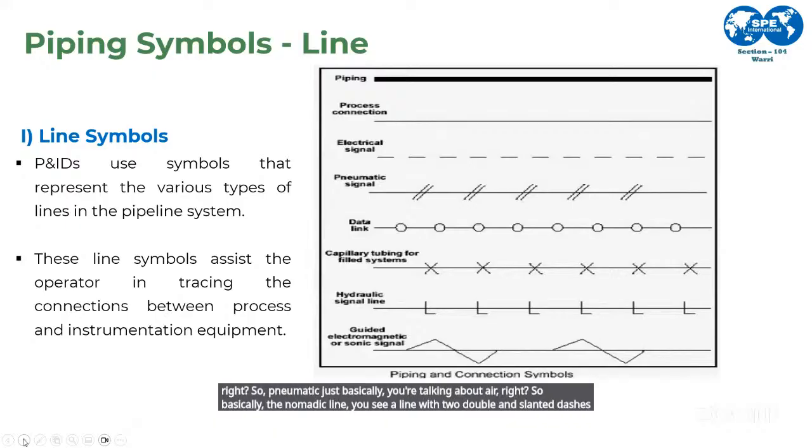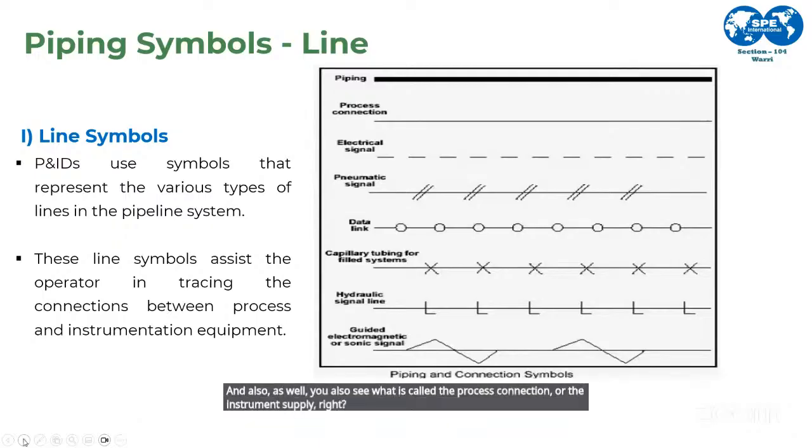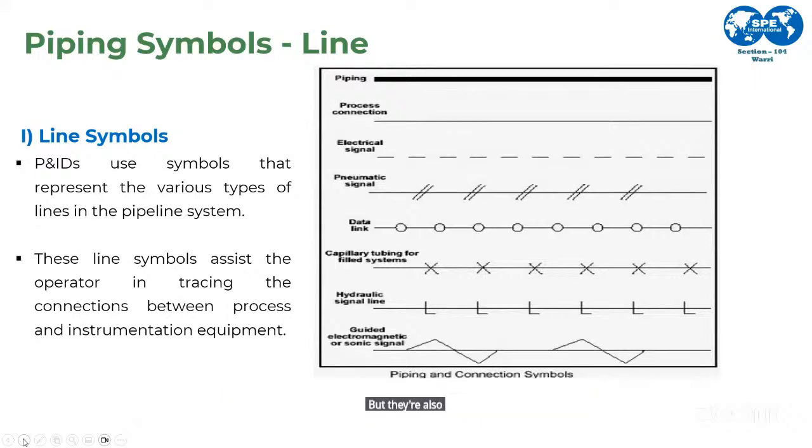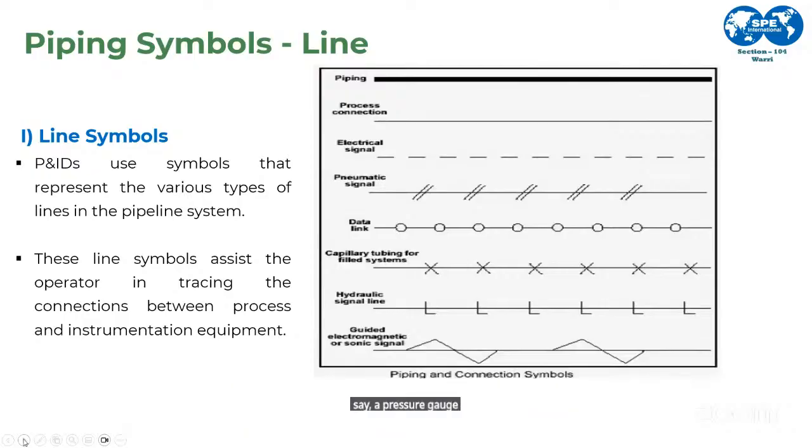And you also see what is called the process connection or the instrument supply, right? The process connection is not as solid and heavy as the piping or the process line, but it's also a solid line that is not as heavy. That basically shows how instruments are sometimes connected to even the main piping line. So you have the process connection lines, basically short pieces of lines that connect your pipeline to, say, a pressure gauge or a pressure transmitter as well.